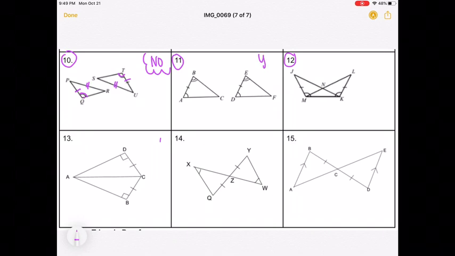All right, 11 was congruent. So yes. And if you got it correct, you should have said that triangle ABC is congruent to triangle DEF. All right, and the reason would be angle, side, angle, because I have angle here, then side, then another angle set. So remember, order matters.